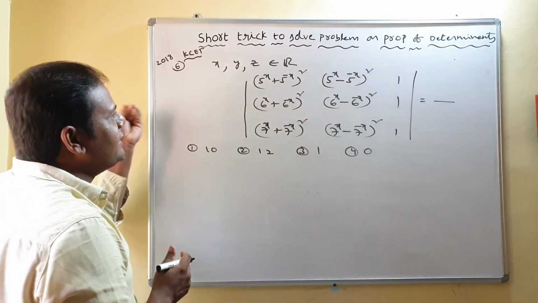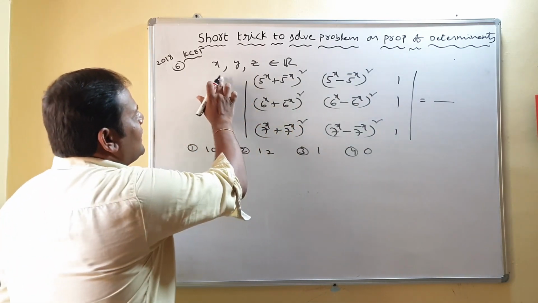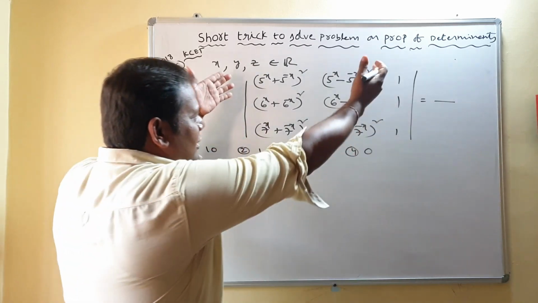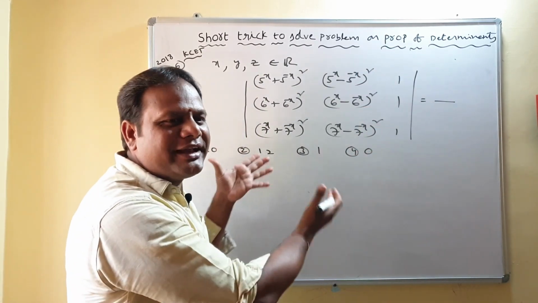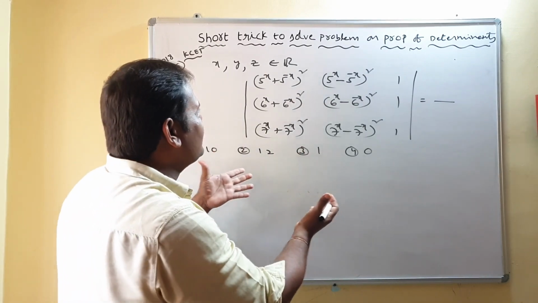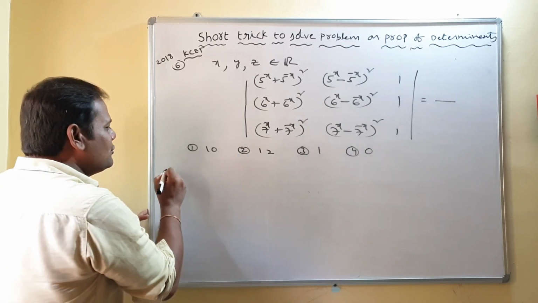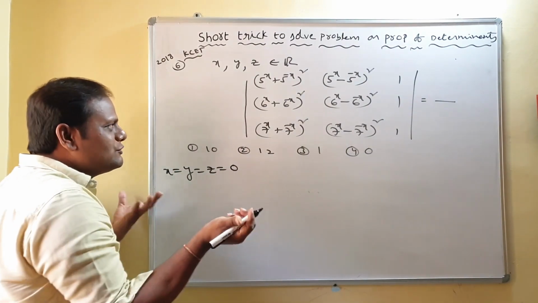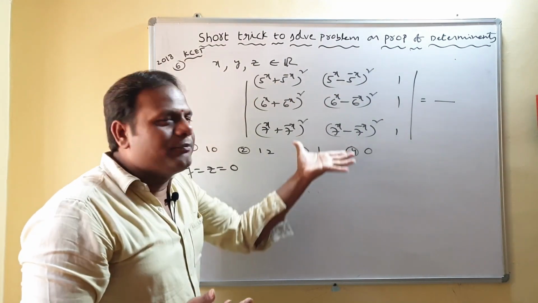Talking of the sixth question, in 2018 KCET, they asked this question. Here you see that they have given x, y, z are real numbers. Evaluate this determinant. By seeing the problem, don't be scared. We can make it easy, and we have a short trick. What is that? X, Y, Z are any real numbers. So can I go with x equal to y equal to z equal to 0? If you take the x, y, z values as 0, it becomes very easy.